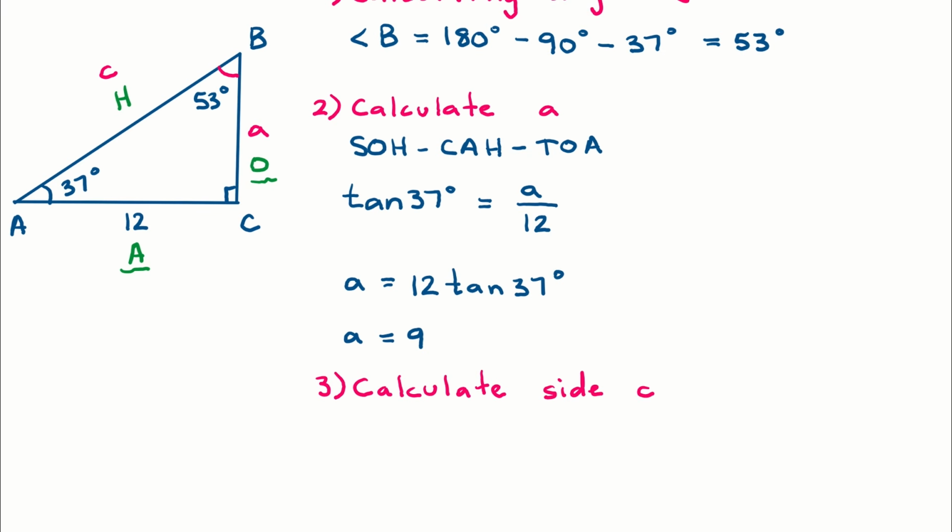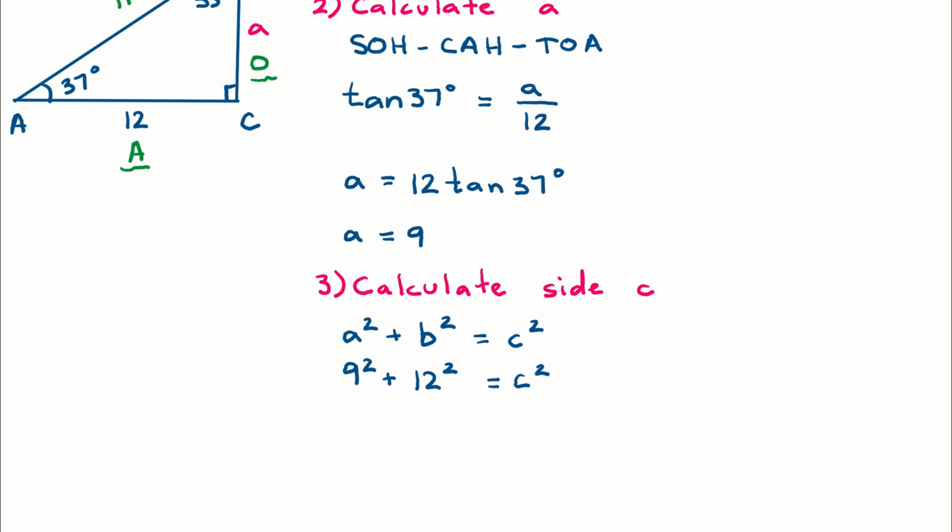Now remember, Pythagorean theorem says that a squared plus b squared is equal to c squared. We know that a is equal to 9, so we have 9 squared plus 12 squared, and that is going to be equal to c squared. Let's calculate what this is. So 9 squared plus 12 squared, I'm just going to put those straight into my calculator, giving us 225. So we get c squared is equal to 225.